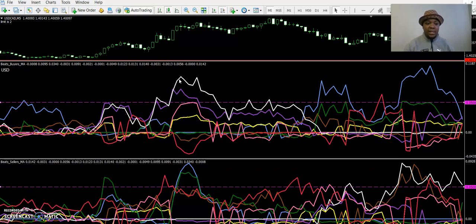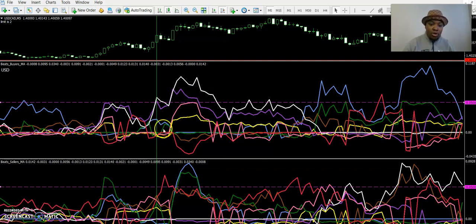But this is a currency strength meter. Right, let's get into it. I will start with the white line, which is your dollar. You can clearly see that is USD. You can clearly see Bits Buyers MA. It's USD. That is the USD currency.